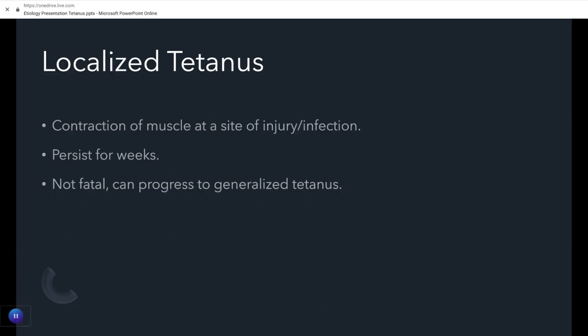Third form of tetanus is localized tetanus. This is contraction of muscles at a site of injury or infection. Localized tetanus can persist for weeks. Localized tetanus in itself is not fatal, but it can progress to generalized tetanus, which is fatal. An example of localized tetanus could be stepping on a nail or hitting your foot on a rock and exposure of your skin by a small laceration or something like that, and that is localized to your foot or to your lower extremity. You may not have full body symptoms, but you're going to have symptoms in that leg that was injured.